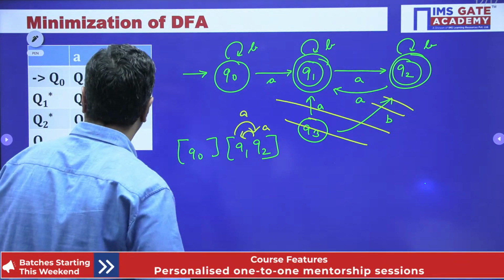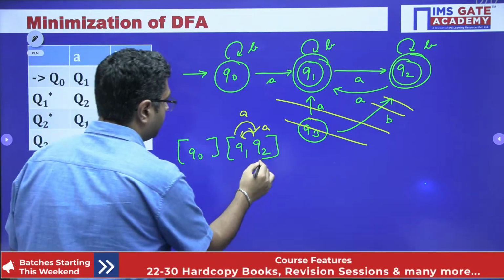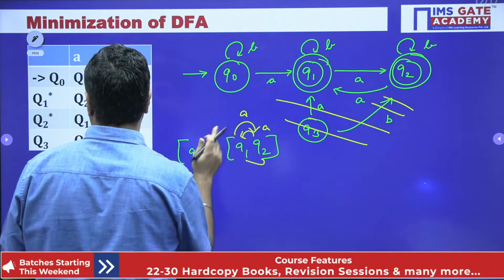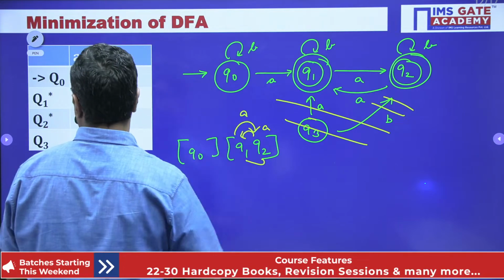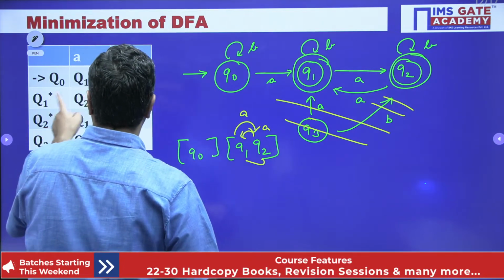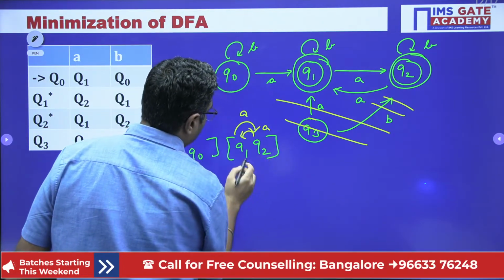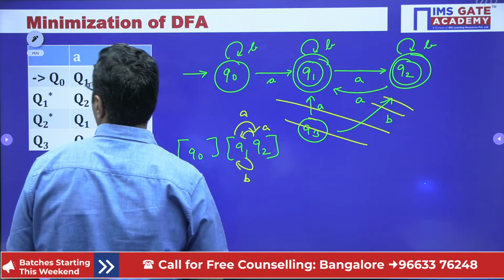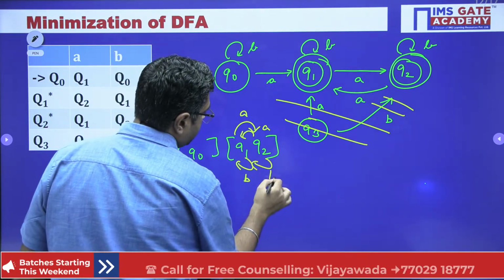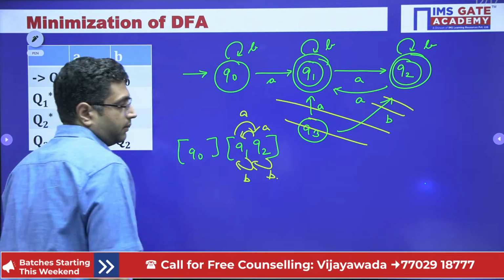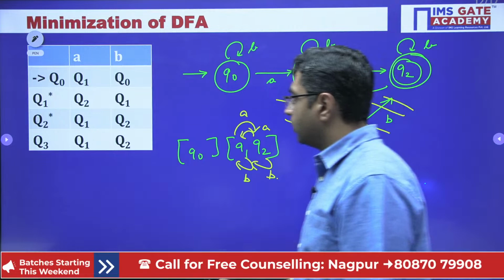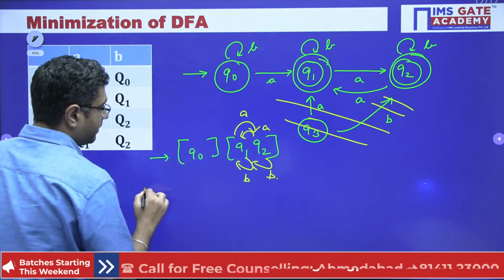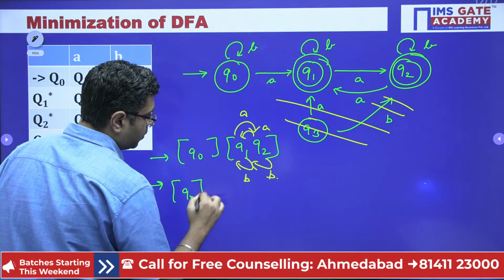On B, let us try to find out. Q2 on A goes to Q1, which we have checked. Q1 goes to Q2, Q2 goes to Q1. Now, on B, Q1 goes to Q1 itself, and Q2 on B goes to Q2 itself. So they have the same set behavior, so they can be merged here. So 0 equivalent was this one, and 1 equivalent also comes out to be the same, that is Q0, Q1, Q2. So you can stop here itself.